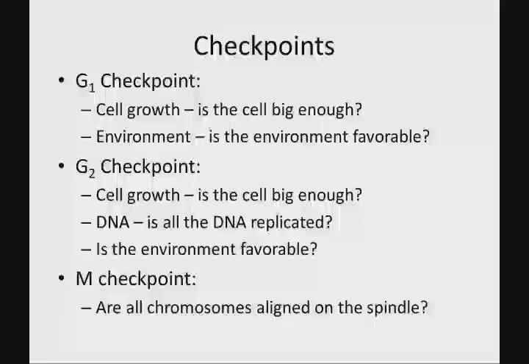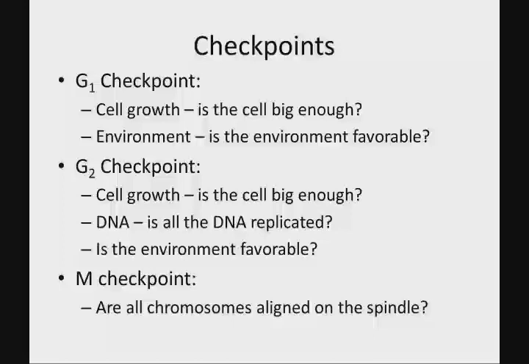So the major checkpoints are going to be, again, the G1 checkpoint. Is the cell big enough? Is the environment favorable? Should we spend the resources to copy our DNA? G2 checkpoint, again, is the cell big enough? Do we have enough resources? Is all the DNA replicated? Is the environment favorable to go into M phase?